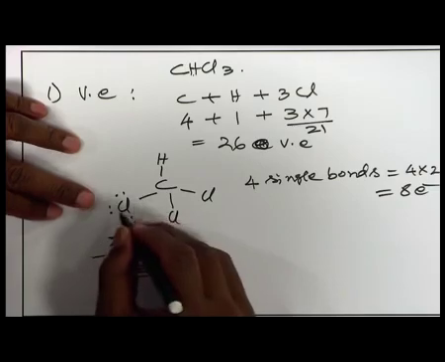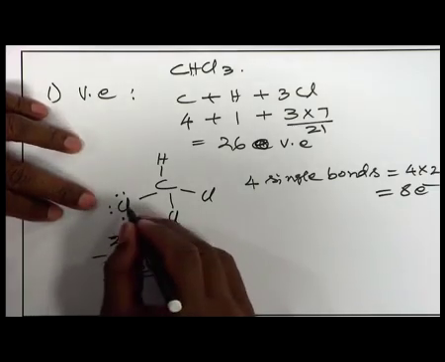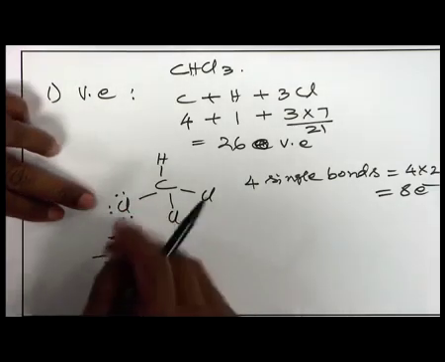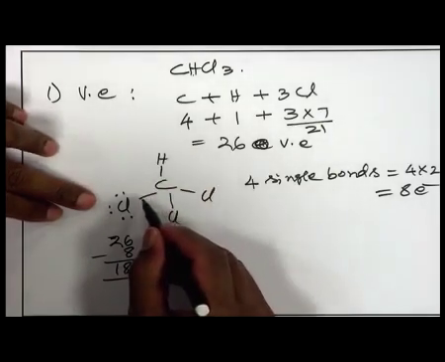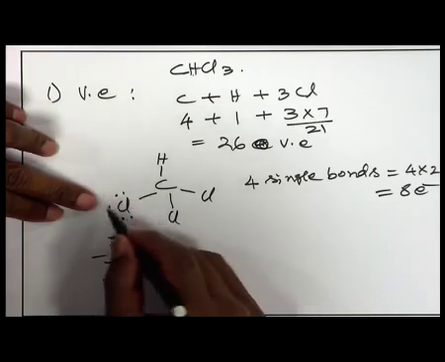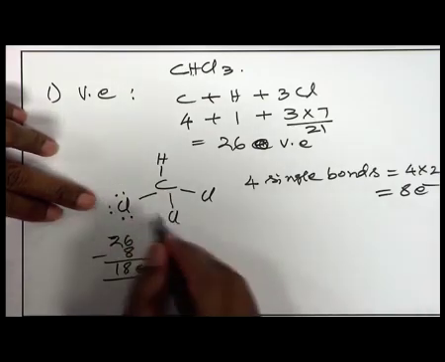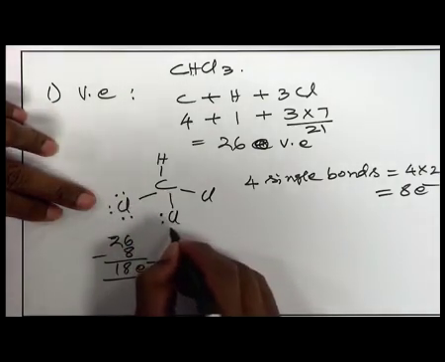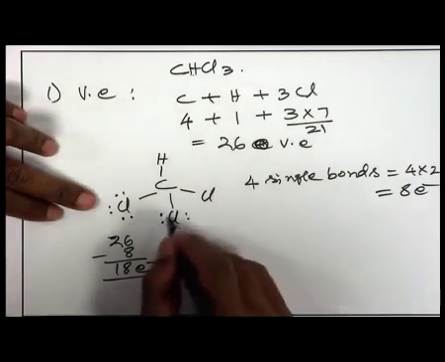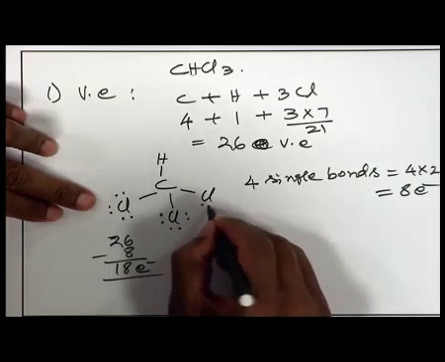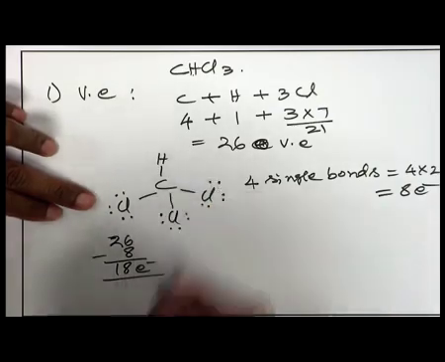So now I added 3 lone pairs around this chlorine atom. 3 lone pairs means 6 electrons. There is a single bond here, that means 2 electrons. So now the number of electrons around this chlorine atom is 8. Similarly you distribute the pairs as lone pairs here, and again the number of electrons around each chlorine atom is 8. Here is 8, here is 8, here is 8.